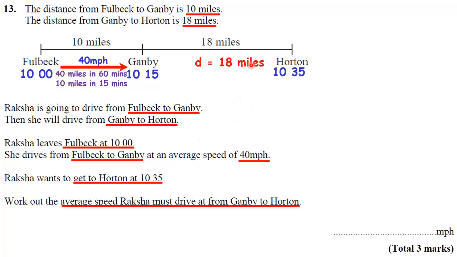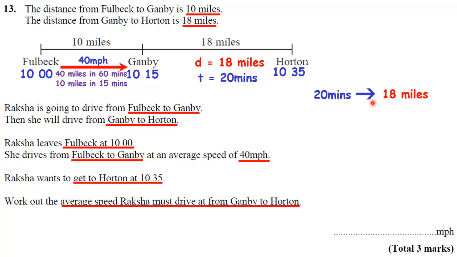Well, we know the distance is 18 miles. We know the time it's going to take her. So from 10:15 to 10:35, that's 20 minutes. So she needs to travel 18 miles in 20 minutes, right? In order to travel 18 miles in 20 minutes, what speed should you be doing? Well, I suggest that we actually use a little bit of proportion. 20 minutes, she needs to travel 18 miles.